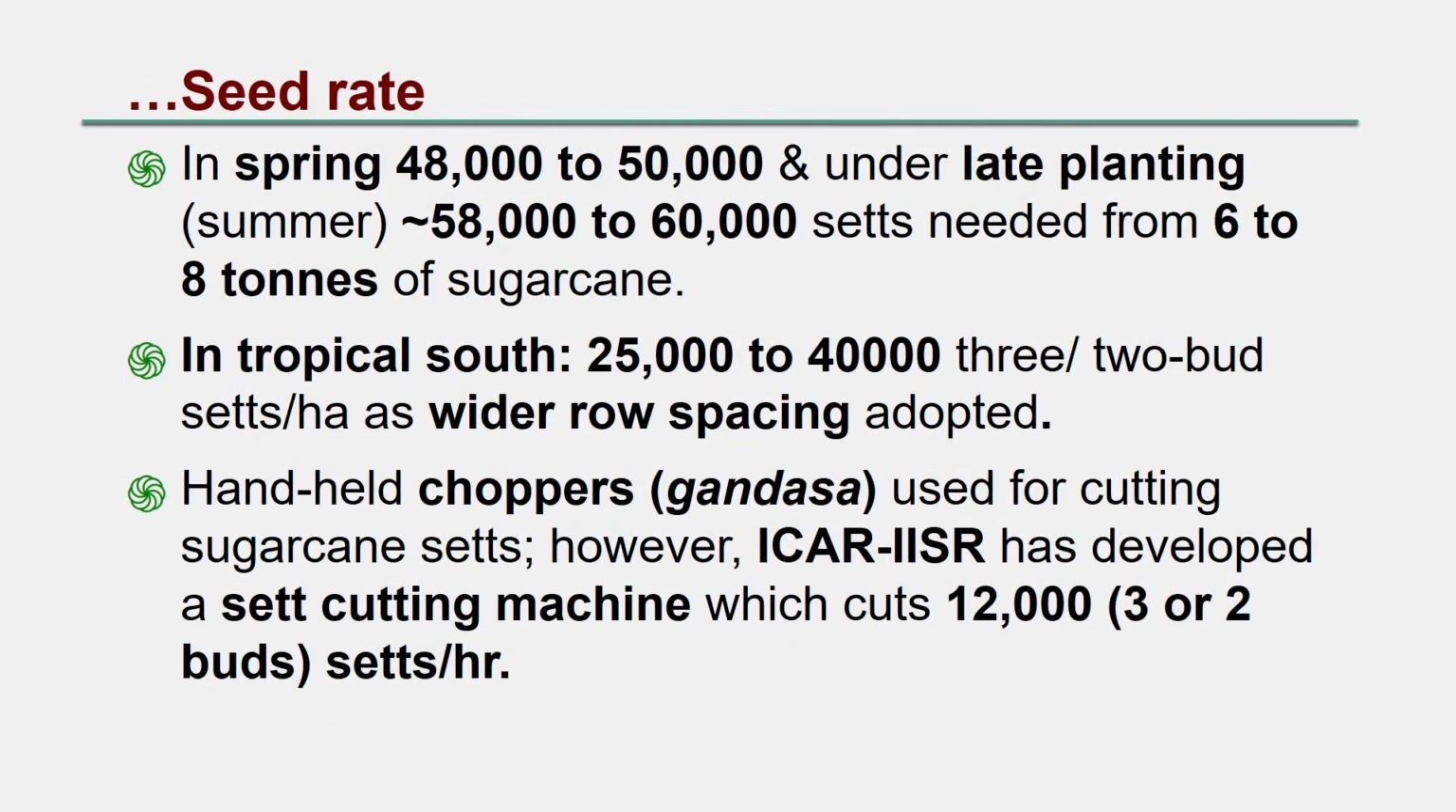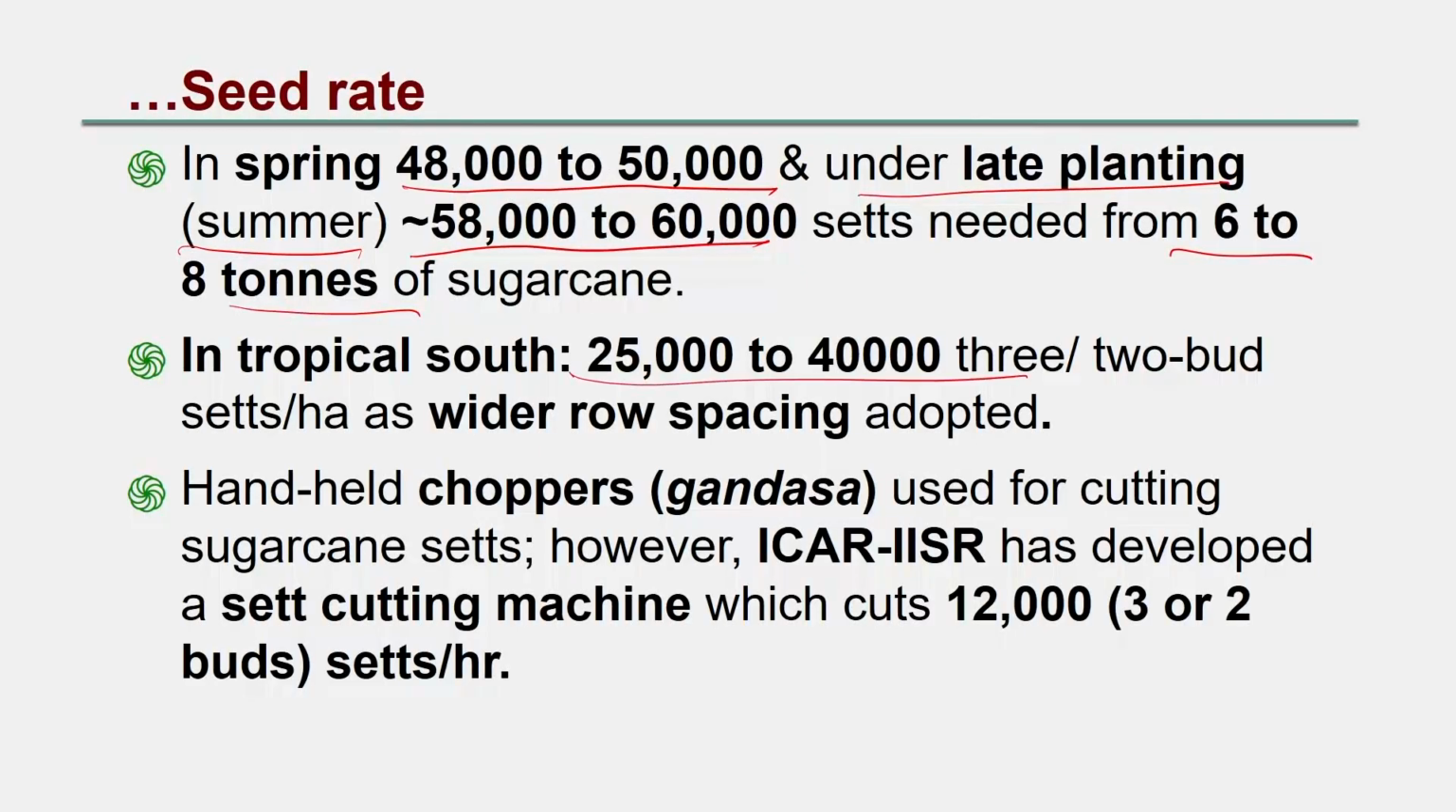For spring planting, you can see the set number is more, 48,000 to 50,000, and under late planting, that is done in summer, April, about 58,000 to 60,000 sets are needed from 6 to 8 tons per hectare. So, here if your sowing is delayed, you need to increase the seed rate, and it may be from 6 to 8 tons per hectare, or you can say 60 to 80 quintals per hectare.